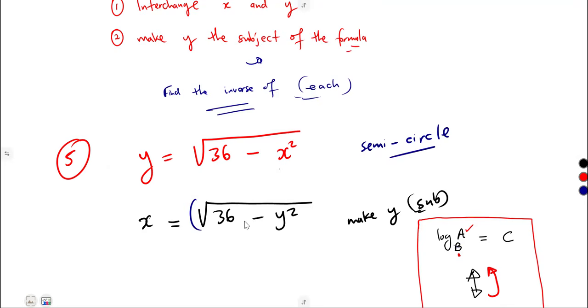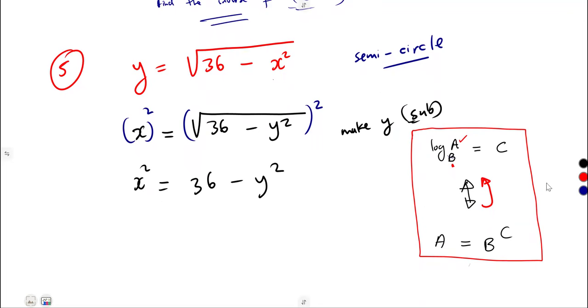So what are we going to do? We have to square both sides. It's under the square root, so we square both sides. So it's going to be x squared equal to 36 minus y squared. Squaring is just removing the square root. So we can make y the subject of the formula. Look where y is. We can take it to the other side of the equation, so it's going to be positive y squared. We take the x squared to the other side, so it is going to be negative. So it will be y squared equals 36 minus x squared. All right.